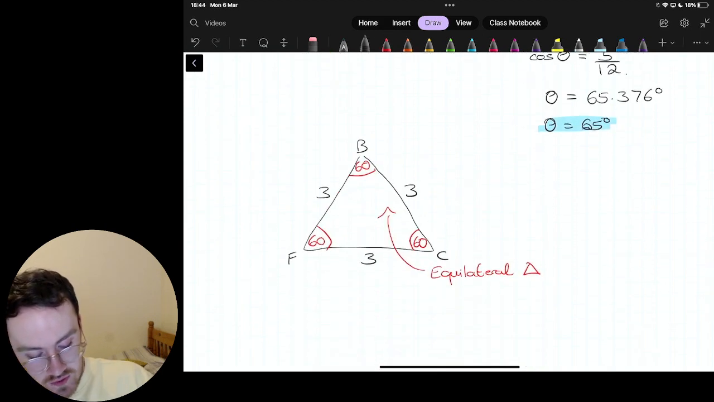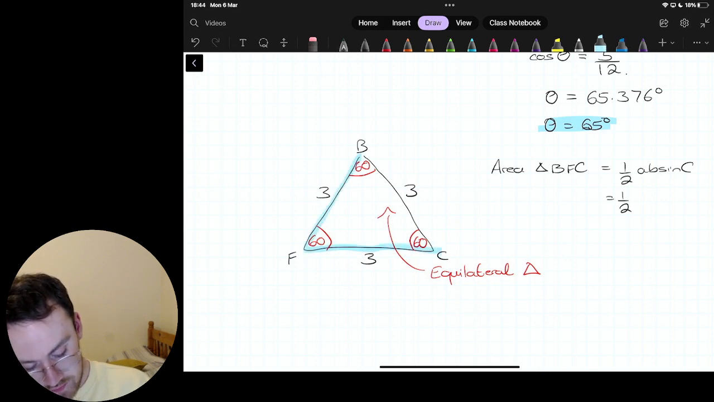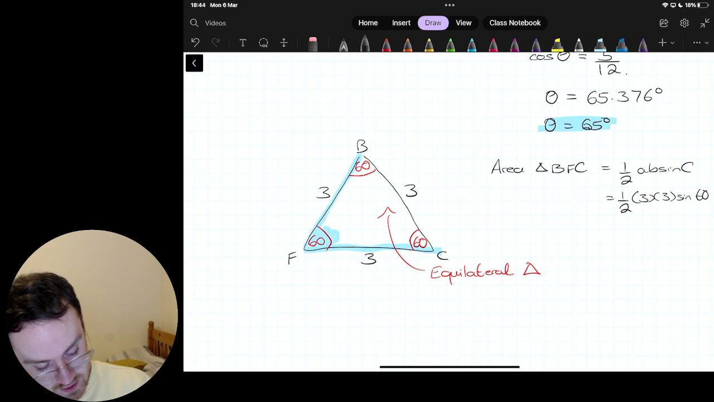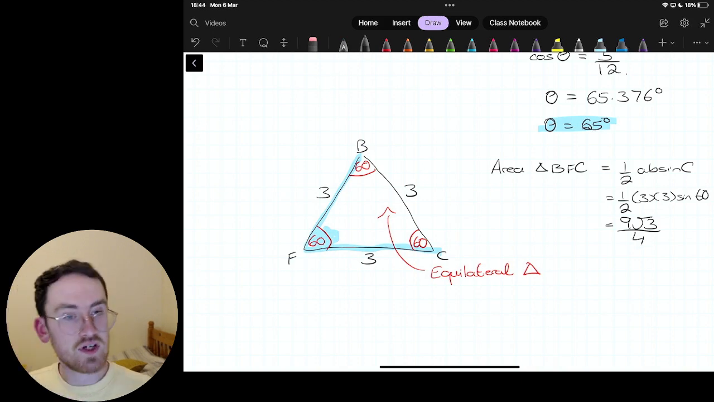If I focus first on this triangle, the area of BFC is half ab sine C, so a half of two sides and the angle between them. So 3 by 3 sine 60. We can put that into our calculator to work out our answer, and we get a value of 9 root 3 over 4.